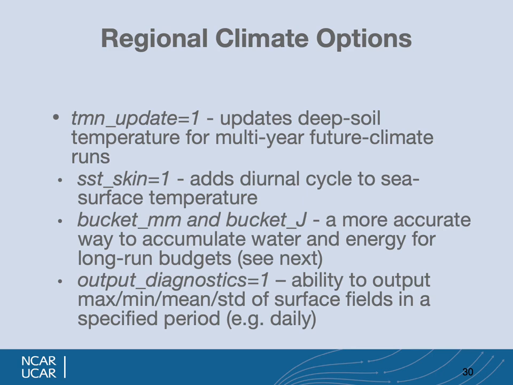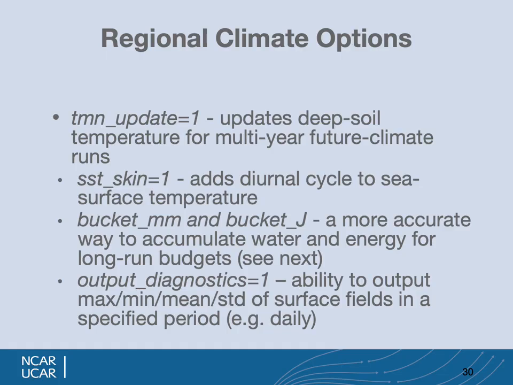But when you're running long simulations, we would like that to be able to update with a warming world, for example. So TMN update allows you to do that. And it uses something like a 150-day average surface temperature to update the deep soil temperature.